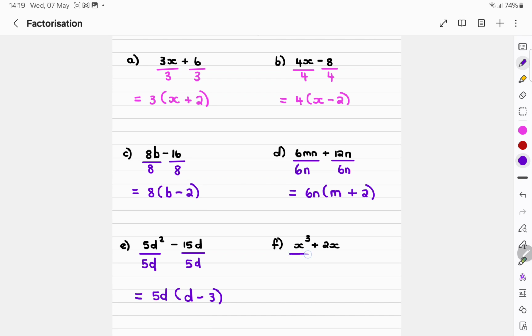All right, over here, I can only take out an x. So if I take out an x, what is left? X squared plus 2. All right, and there's nothing else that you can do after that. That is factorized. All right, I always say to you, check after you factorize, can you factorize even further? But we will get to those ones that are a little bit harder.